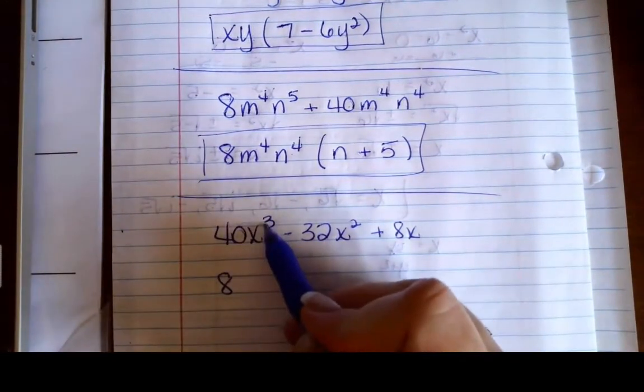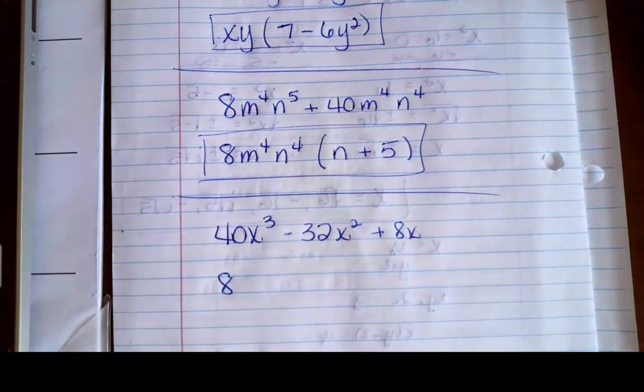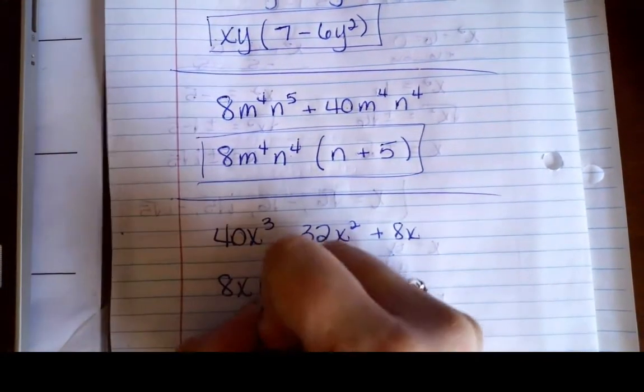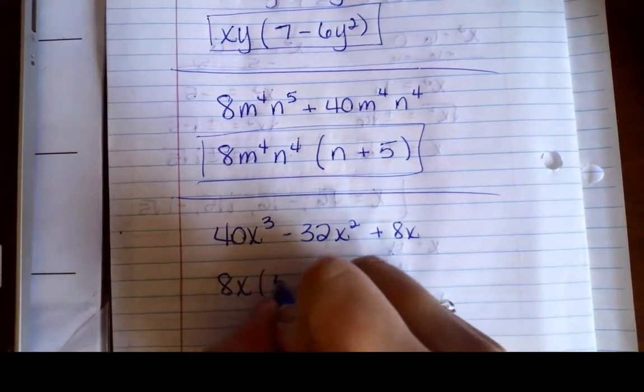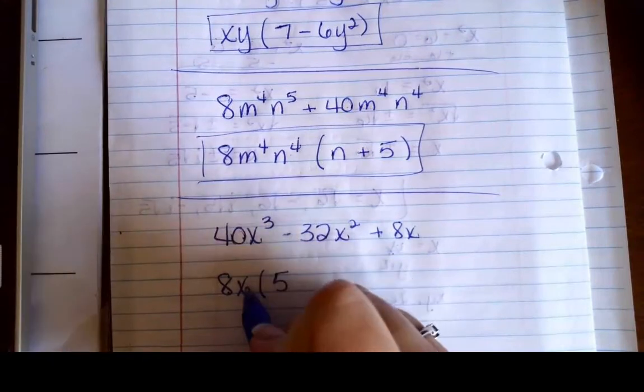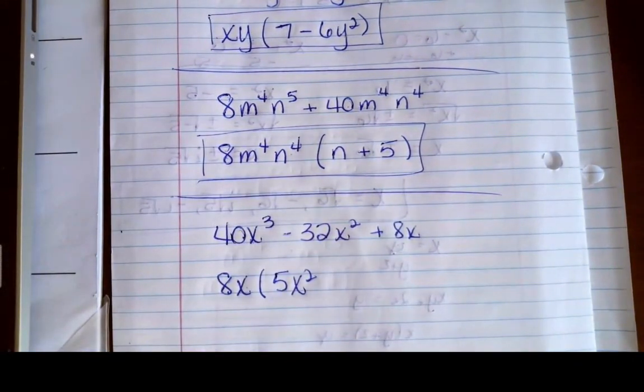He's got 3 x's being multiplied. He's got 2 x's being multiplied. He's got 1 x being multiplied. So I'm going to pull out a single x. That's the most I can pull out of everything. So 40 divided by 8 is 5. X to the 3rd divided by x is x squared. So I'm done with the first term.